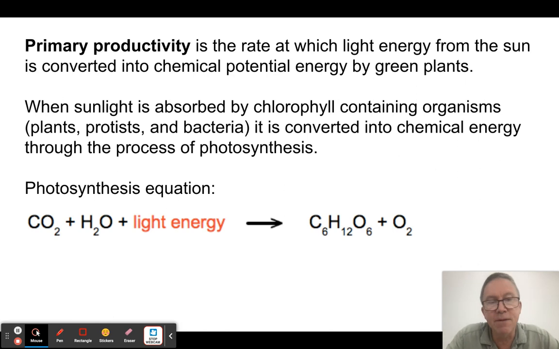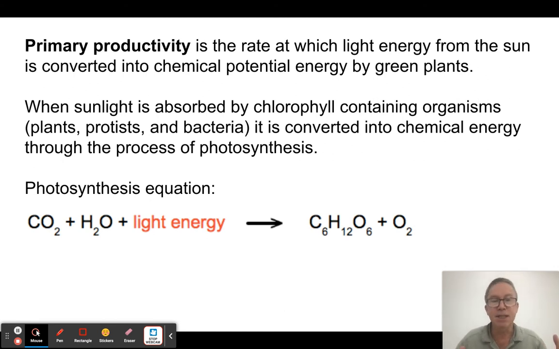So primary productivity is basically the rate at which green plants are able to capture sun energy in the form of sunlight, and store it as chemical potential energy inside the plant itself. And that energy can then be dispersed throughout the rest of the ecosystem by animals that then eat those plants.